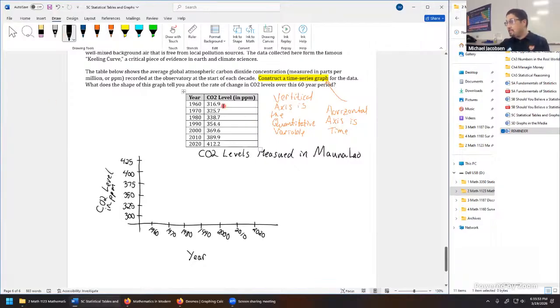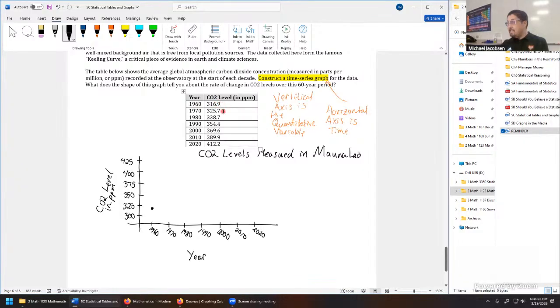316.9 to start. That's going to be on the closer end of 325. So here's halfway, just a little bit higher. And that's our first dot. And again, we're doing this by hand, so it doesn't have to be perfect. Do your best visual estimate based on the scales you put down to place that dot. That's essentially all we're doing. We're just plotting an x coordinate, the year, against a y coordinate, the CO2 level.